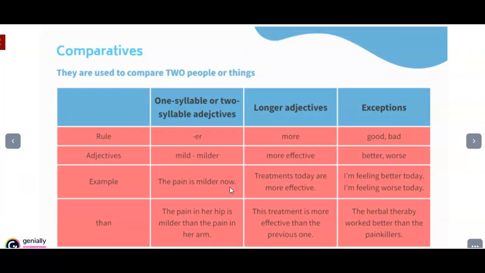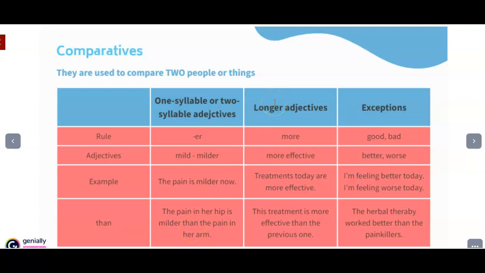But if you want to emphasize the comparison, you can use the particle than. For example, the pain in her hip is milder than the pain in her arm. So in this case, if we are using than, we are indicating which are the two elements to be compared. In this case, the pain in her hip and the pain in her arm. That is why we have than.